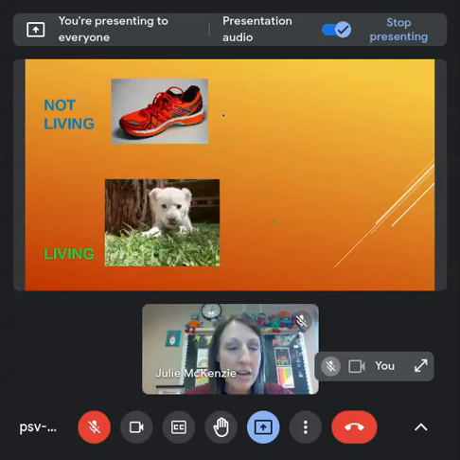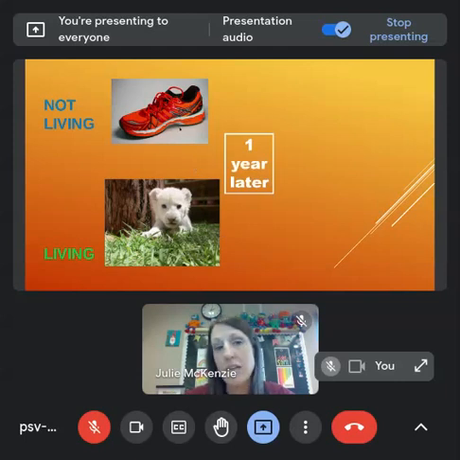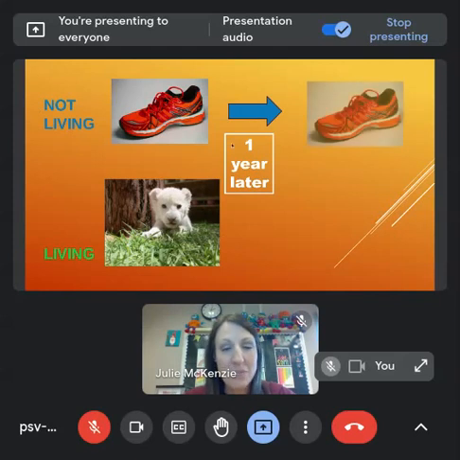All right, let's look at another picture. I have a shoe that is not living, and a lion cub. And a lion cub, that's living. Let's think about some time. How about 1 year? 1 year later, do you think the shoe will look like it has grown in a year? No, the shoe doesn't grow in a year because a shoe is not alive. But what about a lion cub? Does a lion cub grow after a year?